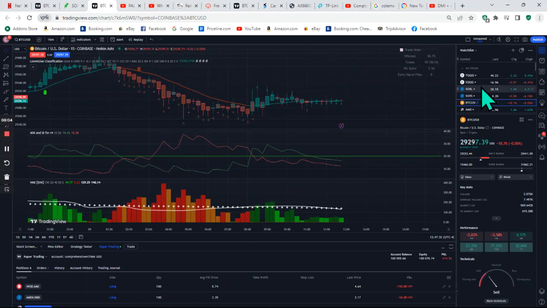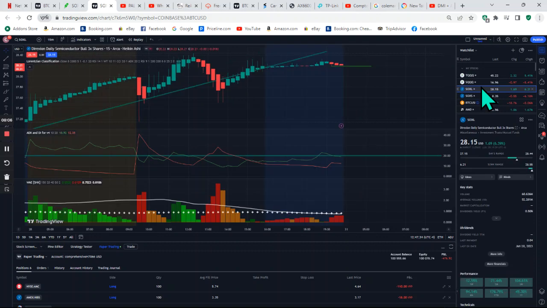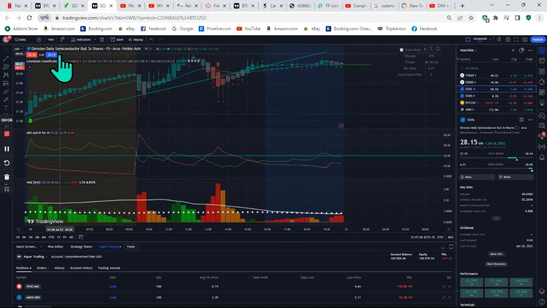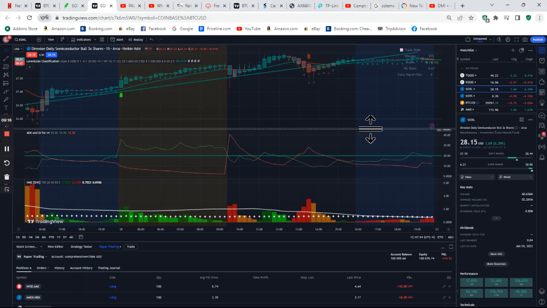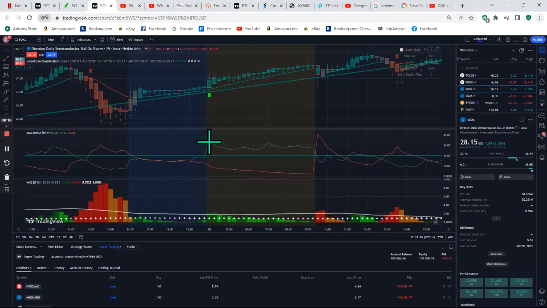We can look at one of my new favorites. This is the semiconductor bull and bear. This is the inverse for the chip sector. Long story short, it works on everything. Works on everything. So 15-minute window.